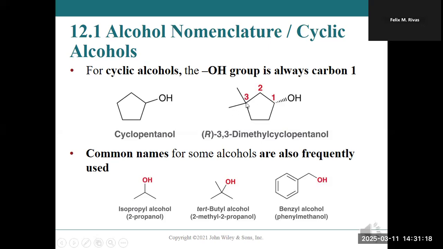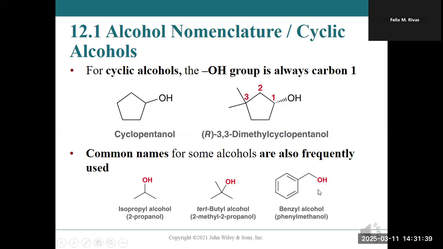So there are 2 methyl groups on carbon 3, so this is 3,3-dimethyl. There are also common names for the alcohols, and these are frequently used as you're working in the laboratory. So isopropanol is what people know as 2-propanol. Tert-butyl alcohol is a common name for 2-methyl-2-propanol.